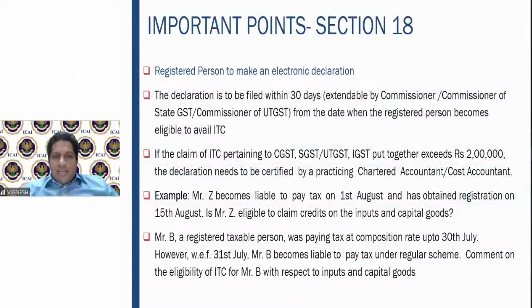Again, a declaration has to be made by the registered person. The declaration has to be filed within 30 days. Again, there's a time limit for the declaration to be given. Within 30 days from the date on which he becomes eligible to avail ITC, he has to file the declaration. If the claim of ITC is more than 2 lakhs, the declaration has to be certified by a CA.